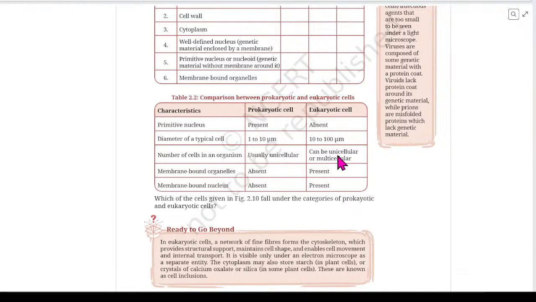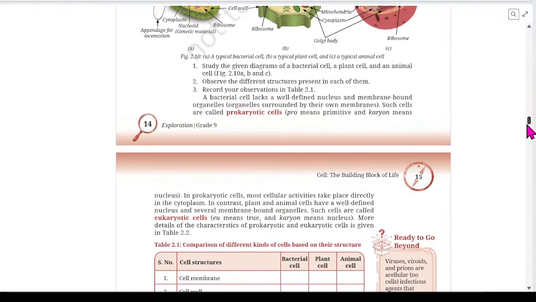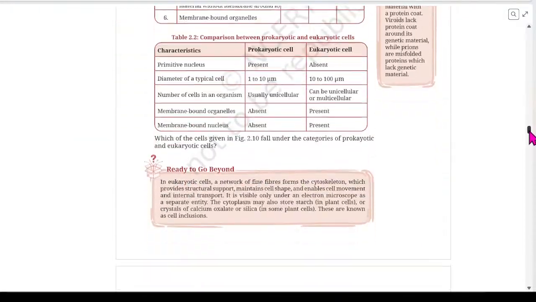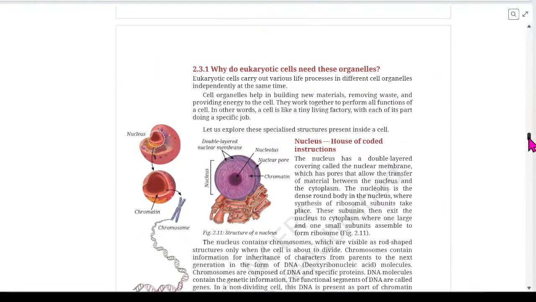Membrane-bound organelles are absent in prokaryotic and they are present in eukaryotic. Membrane-bound nucleus is absent in prokaryotic and present in eukaryotic. One question of differentiate is 100% sure to come to you from this part.